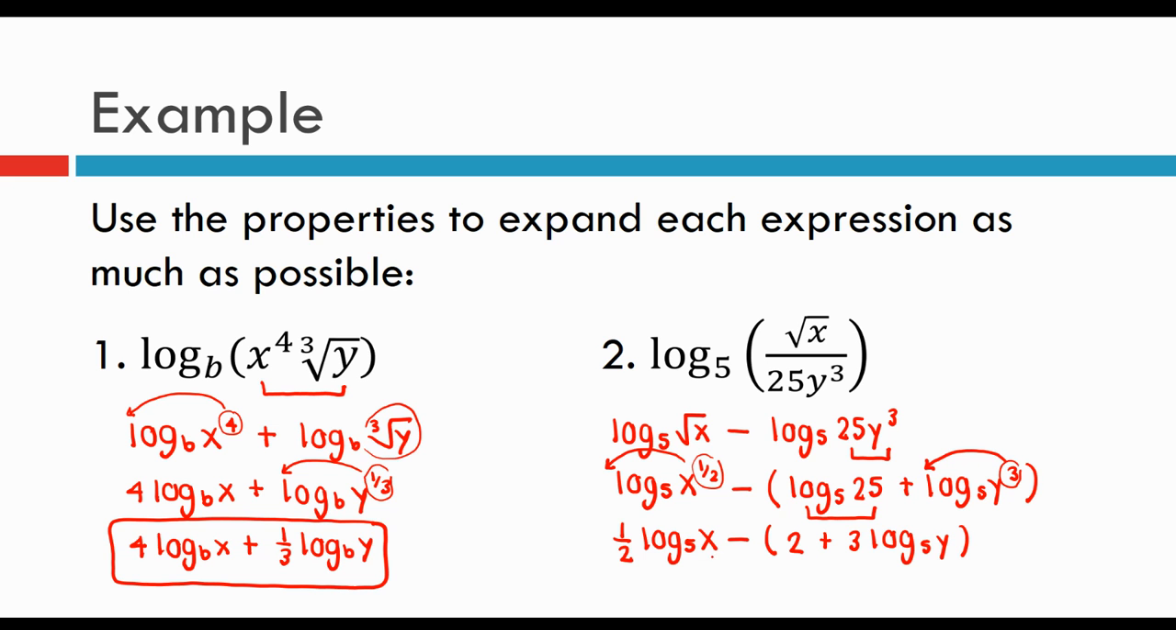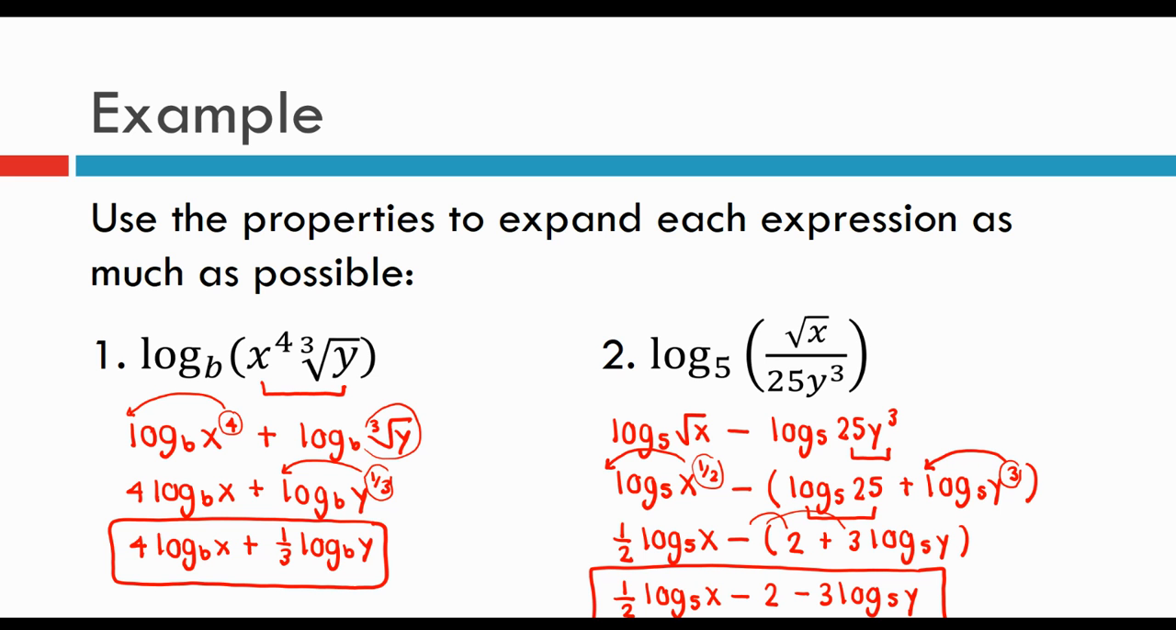Okay, I can't simplify the first term any further because there's a variable of x. I can't simplify the last term anymore because there's a variable of y. But the last thing that I can do is I can distribute that negative so I can get rid of the parentheses. So our final expanded answer is 1/2 log base 5 of x minus 2 minus 3 log base 5 of y.